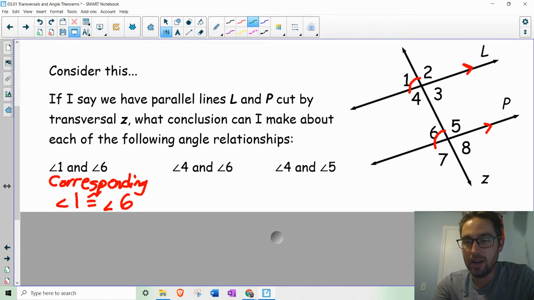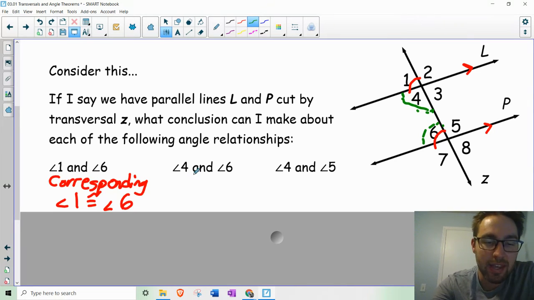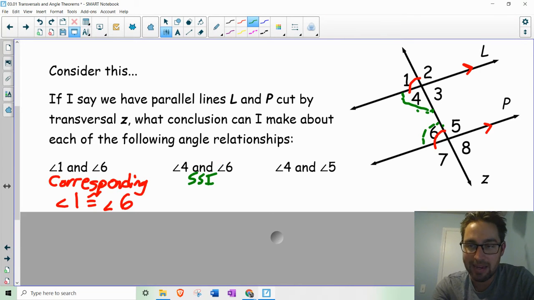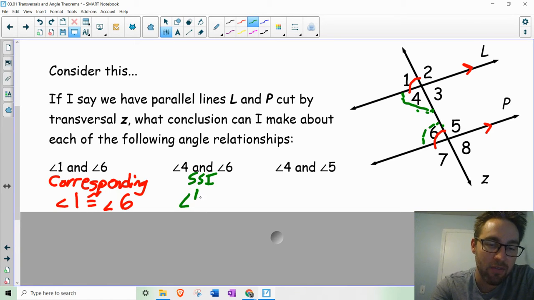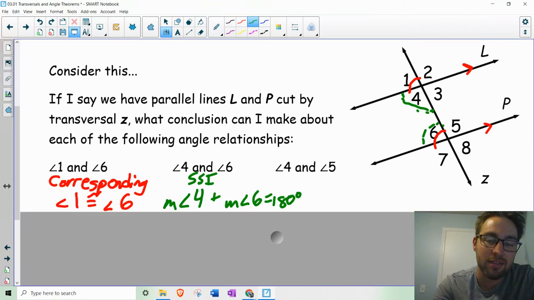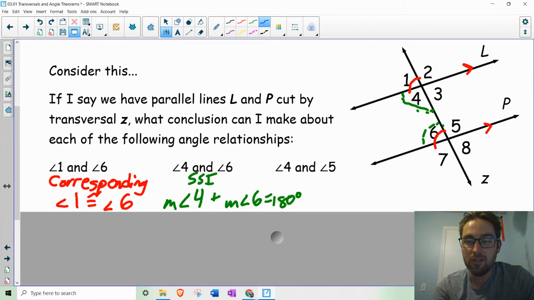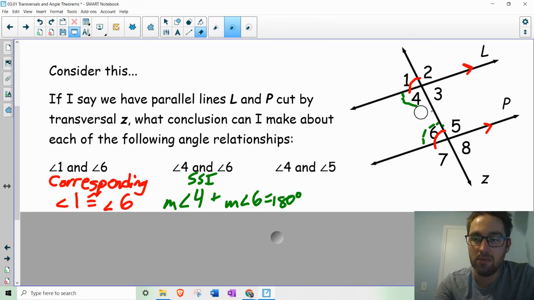How about angle 4 and angle 6? Well, let's see. Angle 4 is here and angle 6 is there. Those are same side interior angles. And the conclusion we can make, because they're two parallel lines cut by a transversal, is that the measure of angle 4 plus the measure of angle 6 equals 180 degrees, because same side interior angles are supplementary.